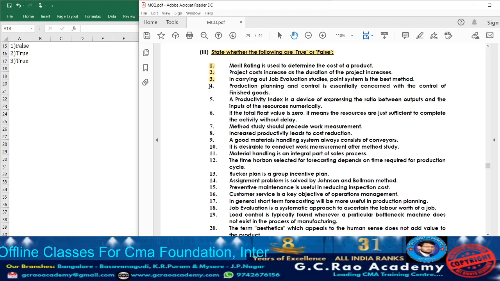Now moving on to statement 4. What is that telling? Production planning and control is essentially concerned with the control of finished goods. See, under production planning and control, what will they be concerned with? They will be concerned with how much quantity of products they have to manufacture, what the quality should be, at what time they need to manufacture, and they are going to concentrate on the various processes that have to be involved in the process of production.